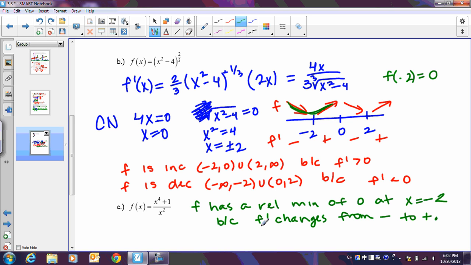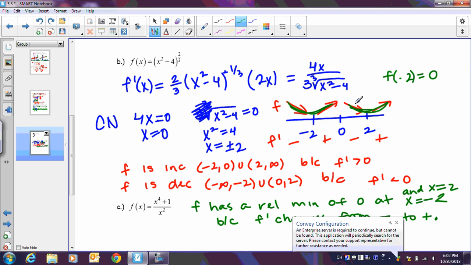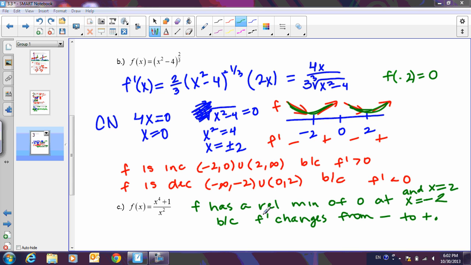It really can't get any better than this. All right. We also have a relative min of 0 at x equals 2. So I could say at x equals negative 2 and x equals 2. I probably should have put that in there. Okay, likewise, we could say the same for the max. I'm not going to write that down, but you could do that question as well.